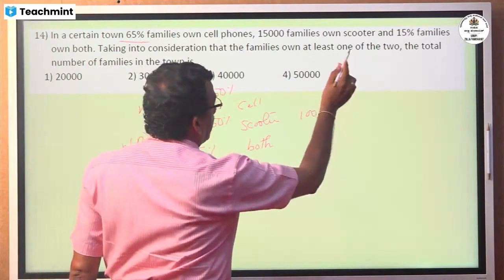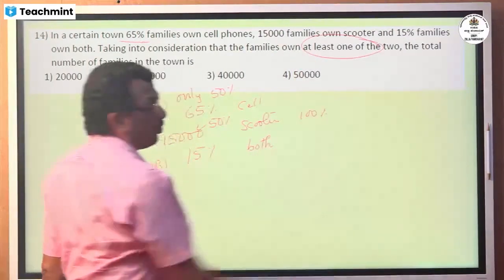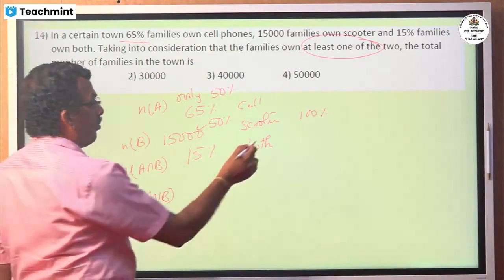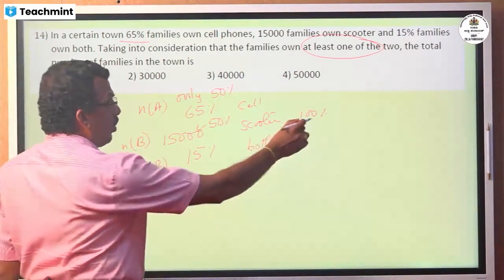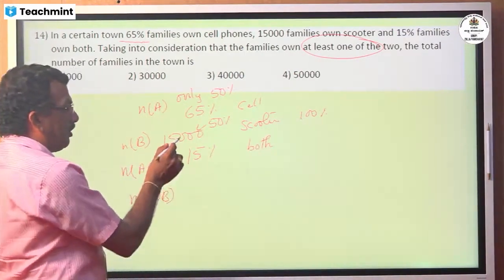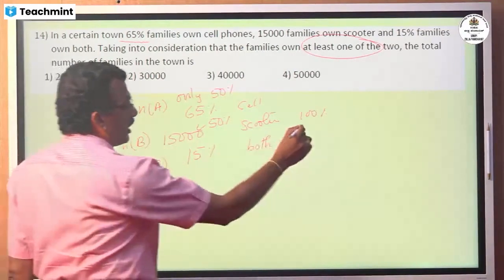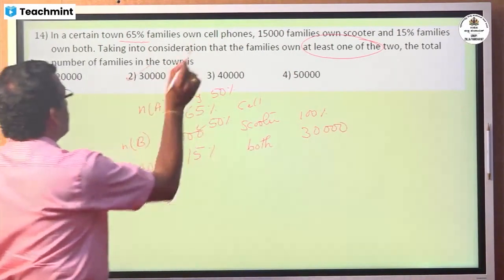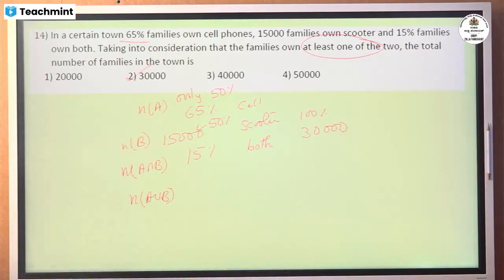ಯಾಕಂದ್ರೆ ಇಲ್ಲಿ ಒಂದು ವರ್ಡ್ ಇದೆ, ಎಟ್ ಲೀಸ್ಟ್ ಒನ್ ಆಫ್ ದ ಟೂ, ಯಾವುದಾದ್ರೂ ಒಂದನ್ನ ಹೊಂದಿದ್ದಾರೆ ಅಂತ. ಸೊ ಬೋತ್ ಬೇಡ ನನಗೆ, ಟೋಟಲ್ ಅಂತ ಹೇಳಿದಾಗ 100% ಅಂತ ಆಯ್ತು. 50% is 15,000 ಆದ್ರೆ 100% is 30,000. Hence your solution is the second option.